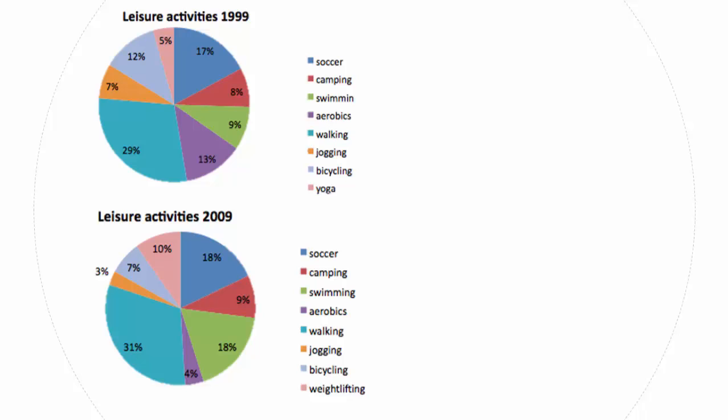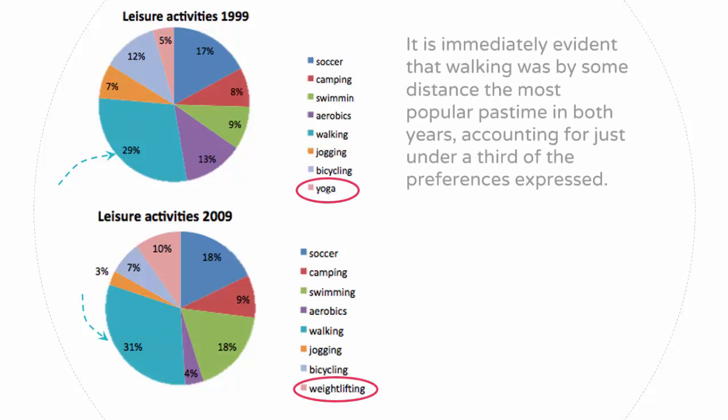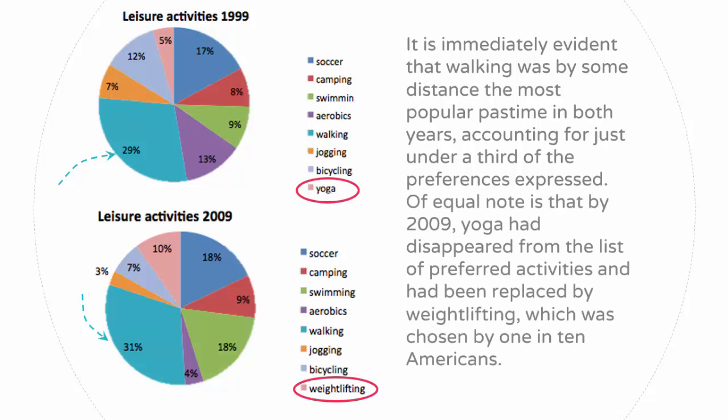Based on the questions, I'd say we should go for the categories walking and yoga since these obviously contrasted. It is immediately evident that walking was by some distance the most popular pastime in both years, accounting for just under a third of the preferences expressed. Of equal note is that by 2009, yoga had disappeared from the list of preferred activities and had been replaced by weightlifting, which was chosen by 1 in 10 Americans.